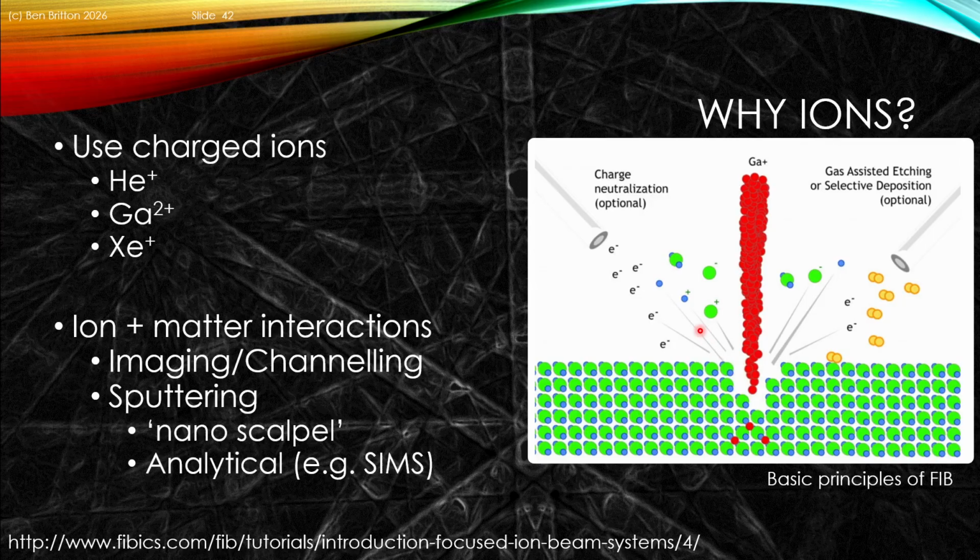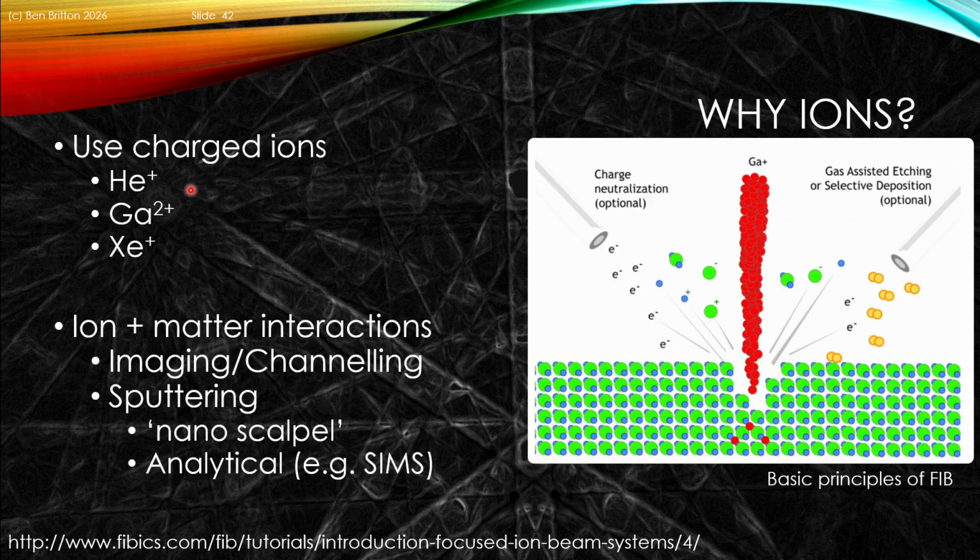That incident probe will not only eject some material, so we'll get sputtering and secondary electron generation, but we'll also get interaction with the material. We can form defects in the material, we can get redeposition on the surface, and a few other bits and pieces. Now, we're going to use charged ions.